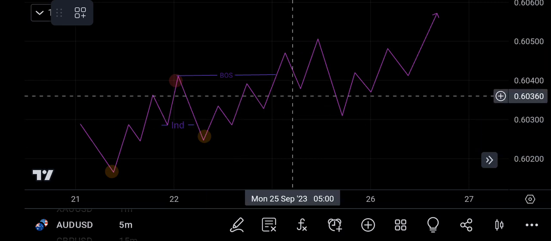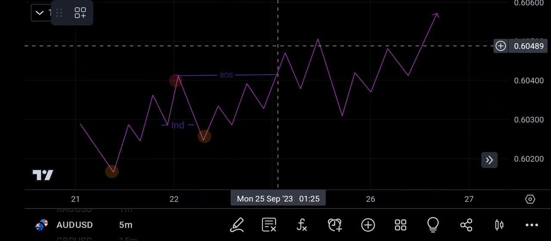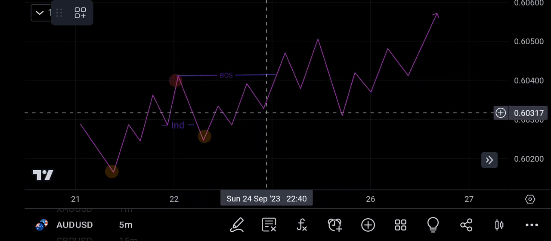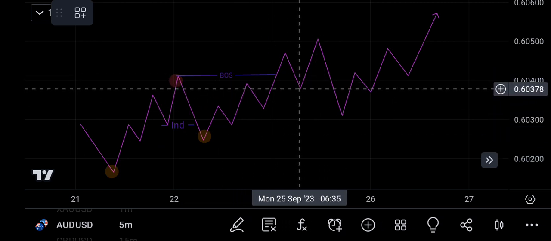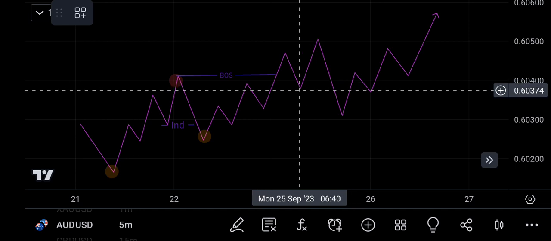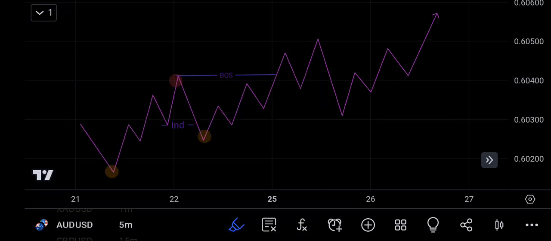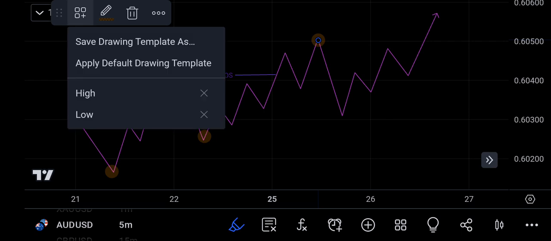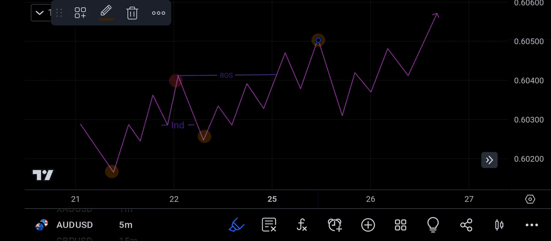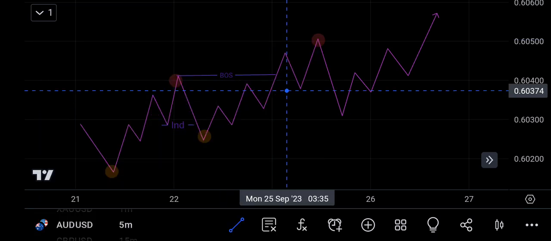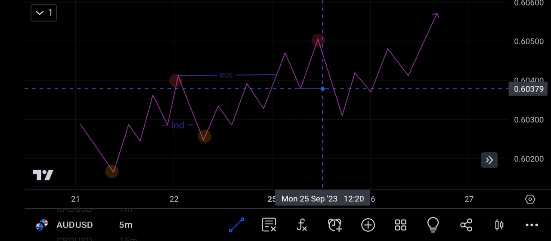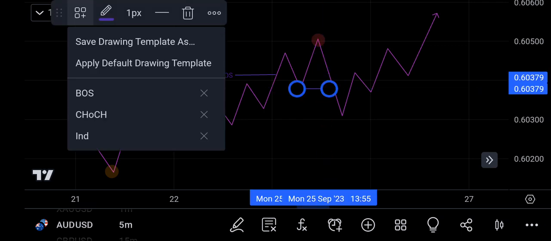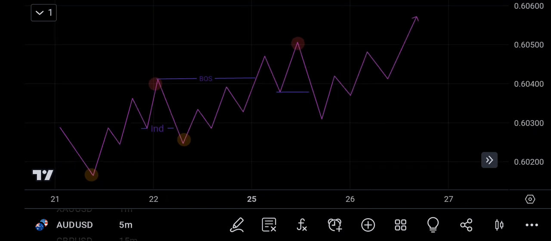We have three pullbacks and we have four highs. So where is the most recent pullback? This one. Did the market take it out? Yes. Where is the high that took out that pullback? That high. Okay, so we will now call that our higher high. Then we will call the pullback inducement.